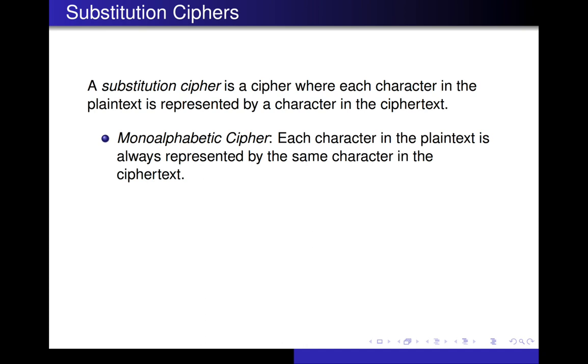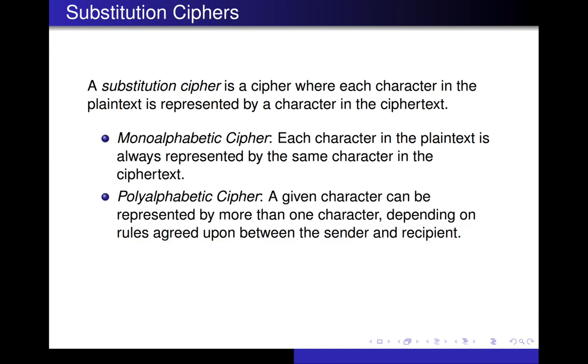but we know that the R represents the same letter in both instances. However, this is not the case in the other kind of substitution cipher called a polyalphabetic cipher. That is a situation where each character can be represented by more than one character depending on where it shows up in the message. And of course, this has to follow rules that are agreed upon by the sender and recipient. Otherwise, the recipient's going to have trouble decrypting that message. We'll talk about that a little later when we talk about the Vigenère cipher. But for right now, we're going to focus our attention just on the monoalphabetic ciphers.